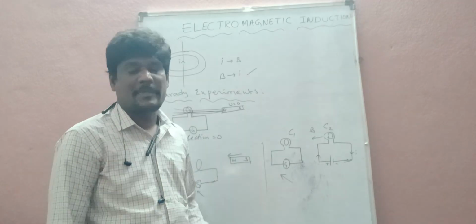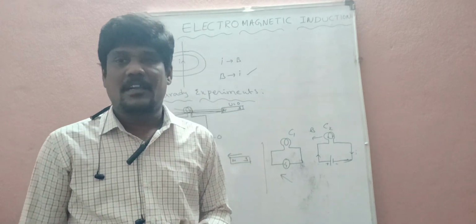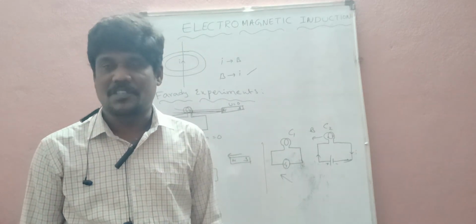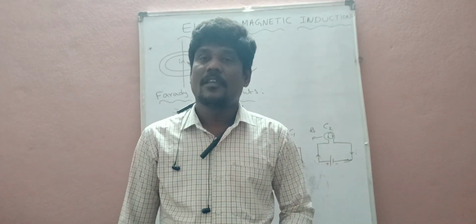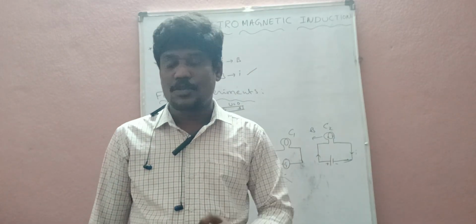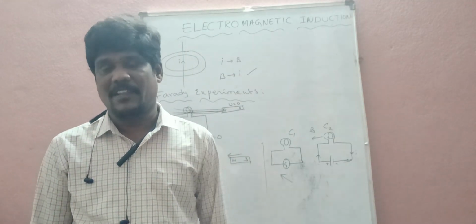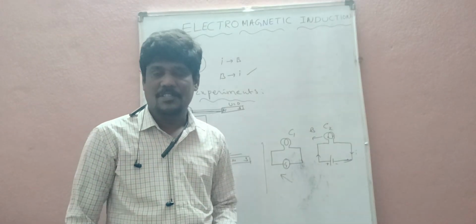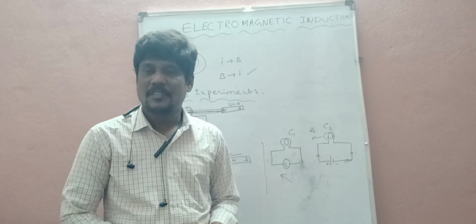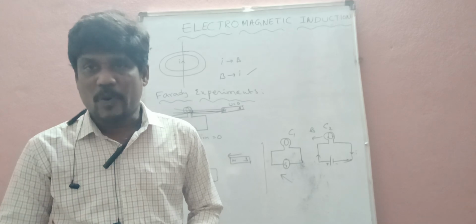Now, from these two experiments, how can you give the definition of electromagnetic induction? The phenomenon of electric current induced in a closed coil by varying magnetic fields is called electromagnetic induction. In this chapter, we have to discuss magnetic flux. What is magnetic flux?